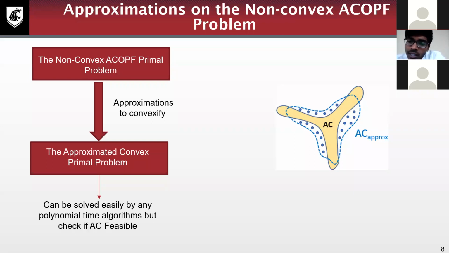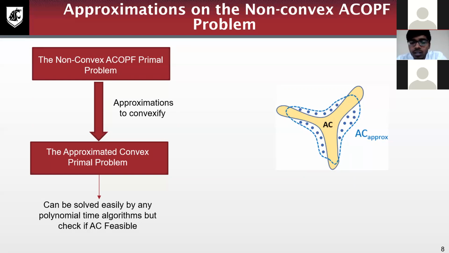Now, once you get the approximated ACOPF problem formulation, which is convex, you solve it. And then the solution that you get, you have to trace it back to the original voltage magnitudes and bus angles and check whether it is physically realizable or not. If it is not physically realizable, then obviously you have to look into other ways.